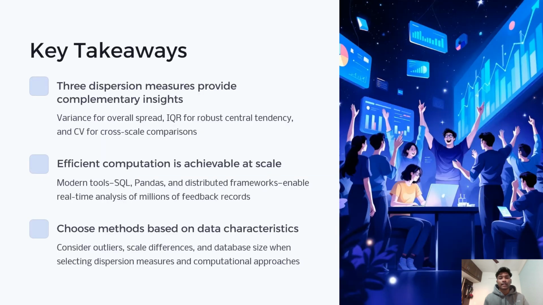Now let's talk about the key takeaways. To wrap up, variance, IQR, and CV each reveal different aspects of data variation. They help ensure feedback analysis is accurate, reliable, and meaningful. Modern tools from SQL to Spark make large-scale computation efficient. The best method depends on data characteristics like scale, outliers, and volume. Understanding dispersion isn't just about statistics; it's about improving the educational experience through better insights.